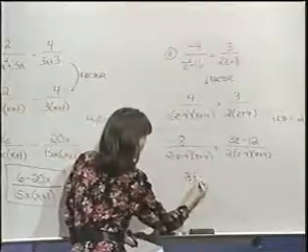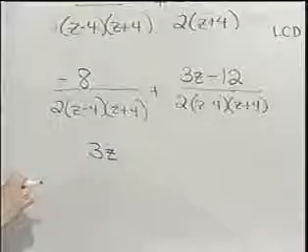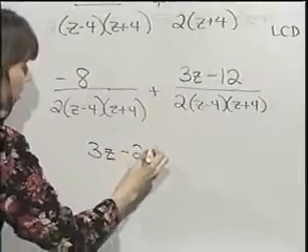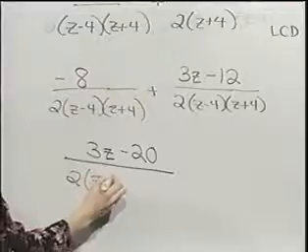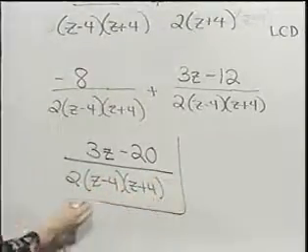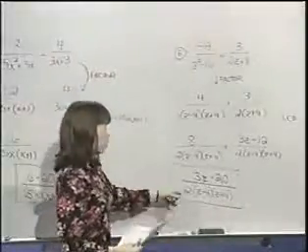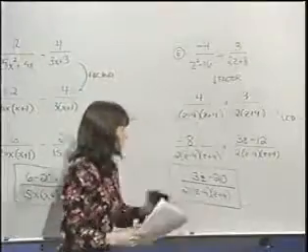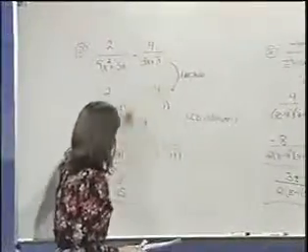So we have 3z, and I'm going to combine these two constants. I have a negative 8 and a negative 12, which is negative 20, all over 2 times z minus 4 times z plus 4. And I'm going to box that. 3z minus 20 over 2 times the quantity z minus 4 times z plus 4. And that is correct. Now, we're going to do one more example.